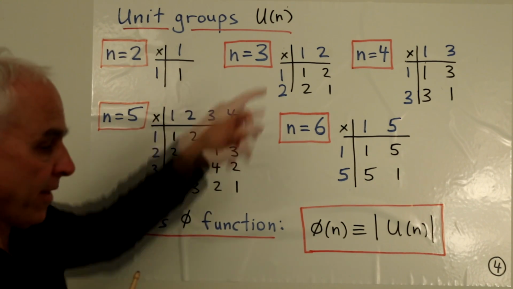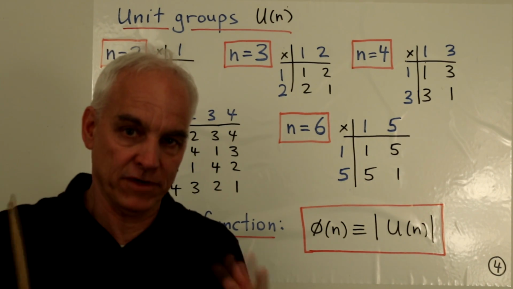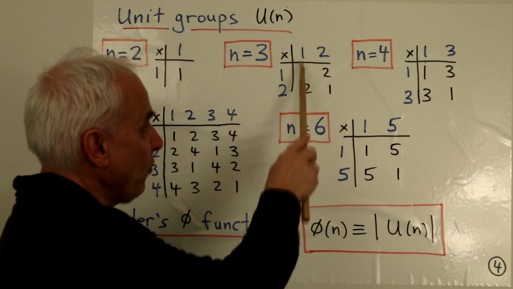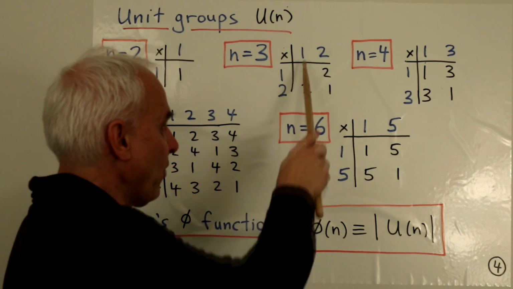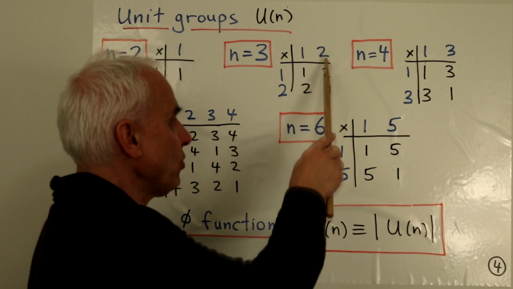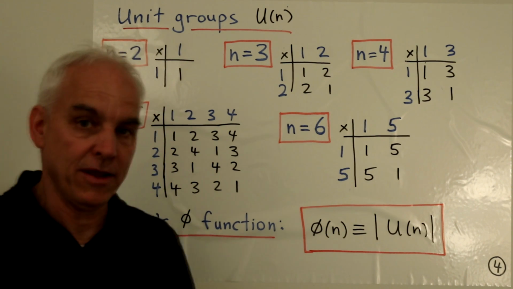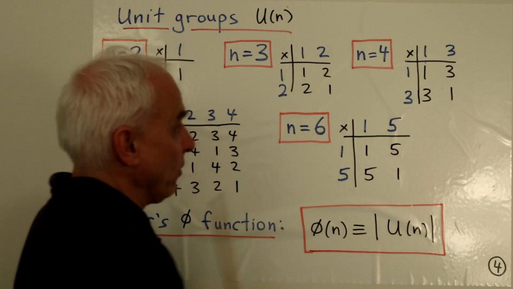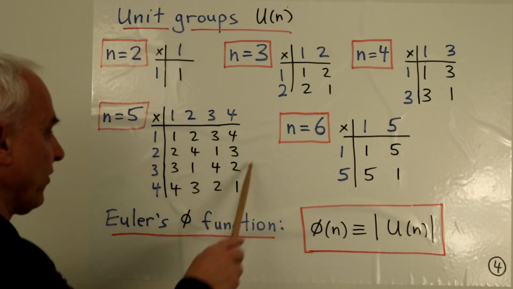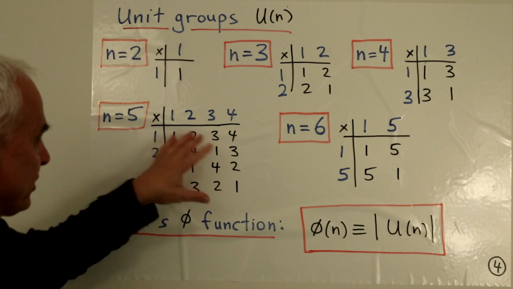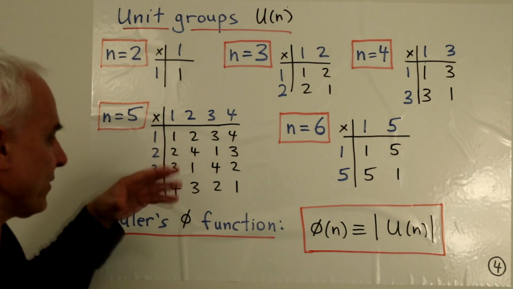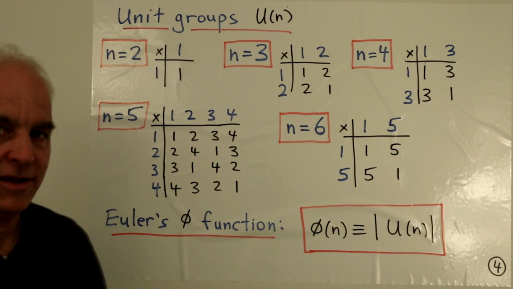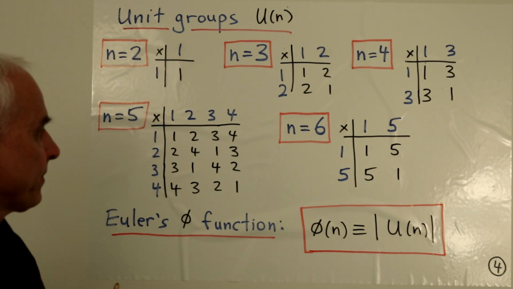When n is 3, then there are two numbers involved in this unit group, 1 and 2. And the multiplication is this. 1 times 1 is 1, 1 times 2 is 2, 2 times 1 is 2, those are all obvious, and 2 times 2 is 1, because mod 3, 4 is the same as 1. Here's the table for n equals 4. Here's the table for n equals 5. That's another prime, so that looks a lot like the earlier example in some fashion. We have all the numbers from 1 up to n minus 1.